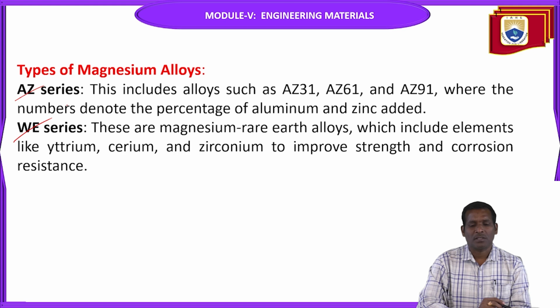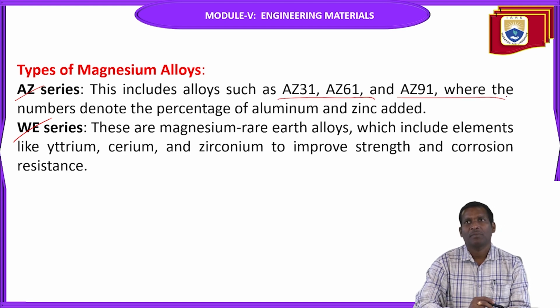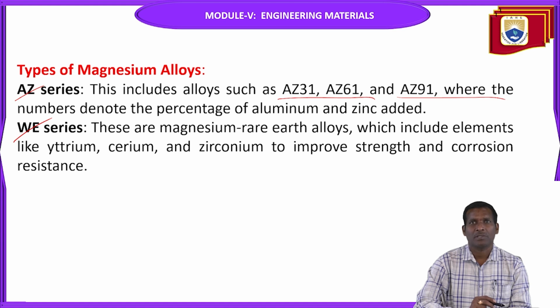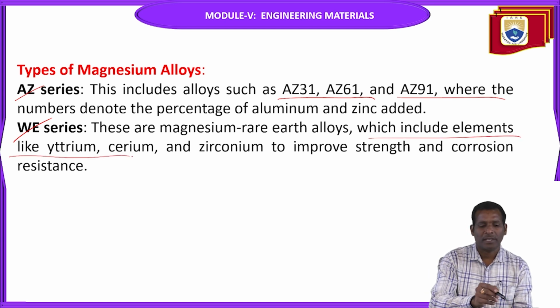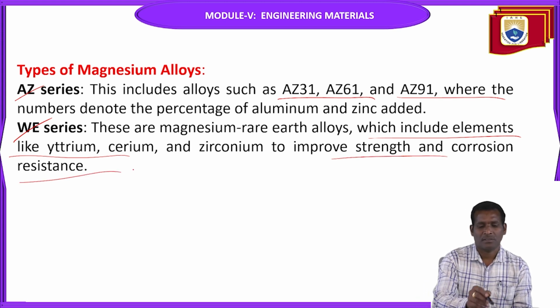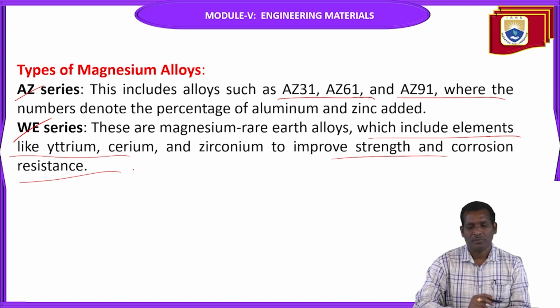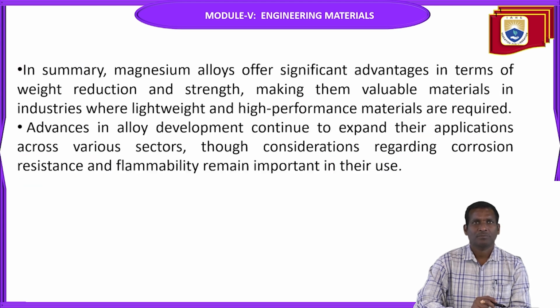The AZ series includes alloys such as AZ31, AZ61, and AZ91, where the numbers denote the percentage of aluminum and zinc added. The W series are magnesium rare earth alloys, which include elements like yttrium, cerium, and zirconium to improve strength and corrosion resistance. These are the materials included in the magnesium alloys.